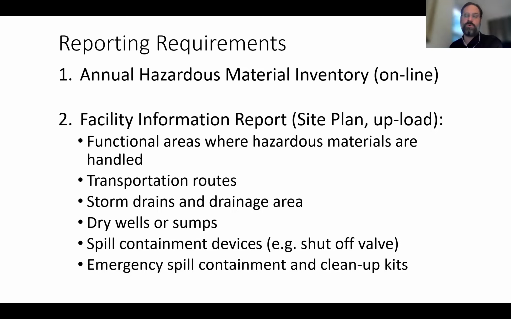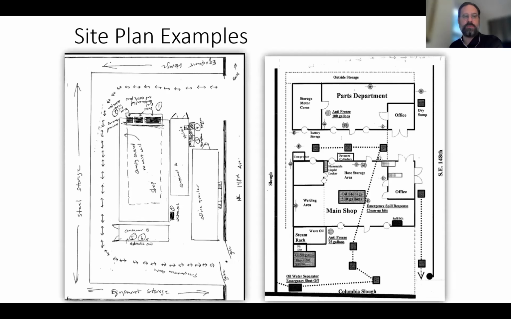And then where are the tools you have to control those spills? Where do you have your spill kits or shutoff valves if you've got those installed in your drainage system? So those important details should be captured here, and it doesn't need to be fancy. You can see a hand-drawn map is just fine. It has all the details we need.